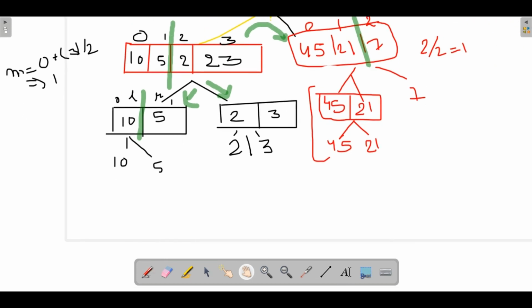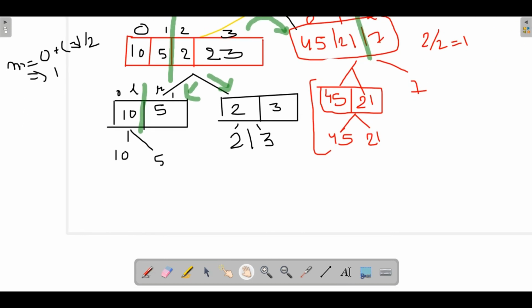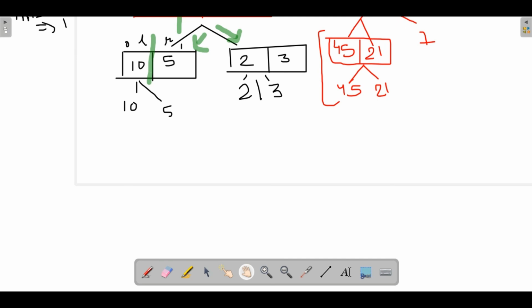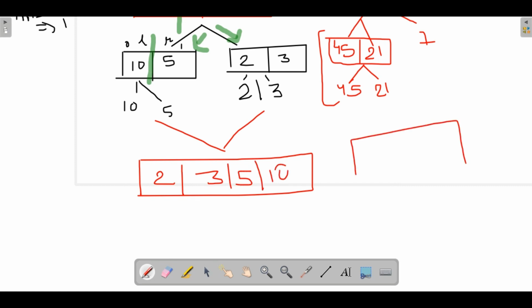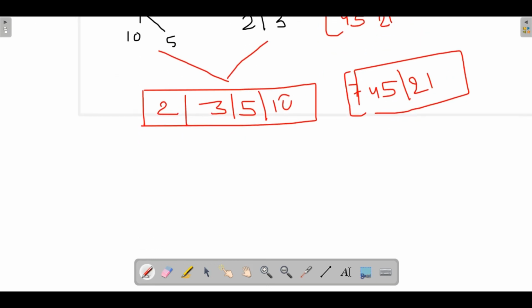So now your merge procedure works. How your merge procedure works, that is combine and then sort. So in this combine, this is your left array, this is your right array. So this would be 2, this would be 3, this would be 5, and this would be 10. After that, this would be 45, and this would be 21, and yeah, 7 also, I forgot it. So after that, now it becomes your left array. This is your left array, this is your right array.